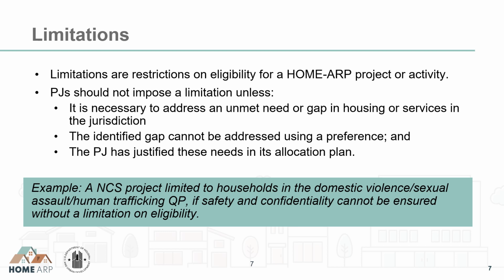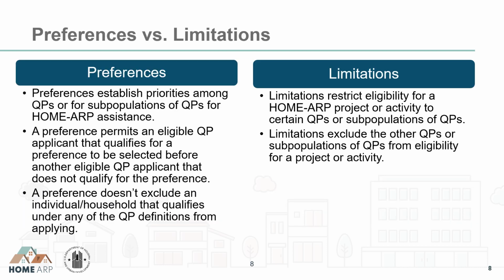An example of a limitation would be a non-congregate shelter project limited to households in the domestic violence, sexual assault, human trafficking QP, if safety and confidentiality cannot be ensured without a limitation on eligibility. There are some key differences between limitations and preferences.